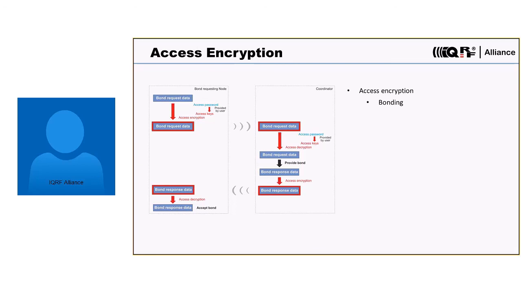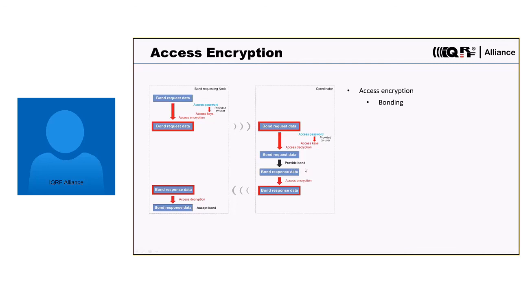So basically they have the same access password, and during the bonding, when you, let's say, push the button on your node, the bonding request is actually encrypted by the access password. Those encrypted data are sent to the coordinator, and there they are decrypted based on the same access password. So if you don't have the same access password, you will not be able to bond that node. And then the coordinator does the bonding.